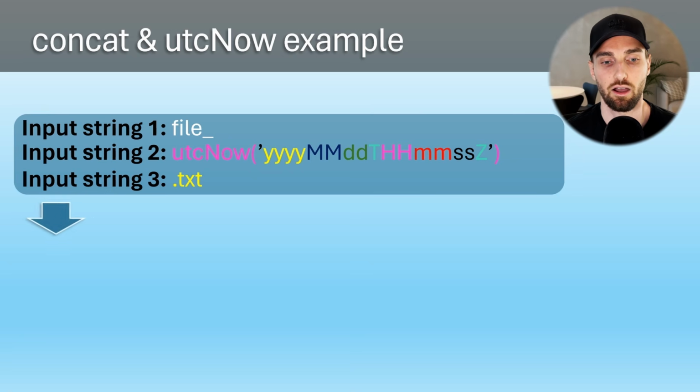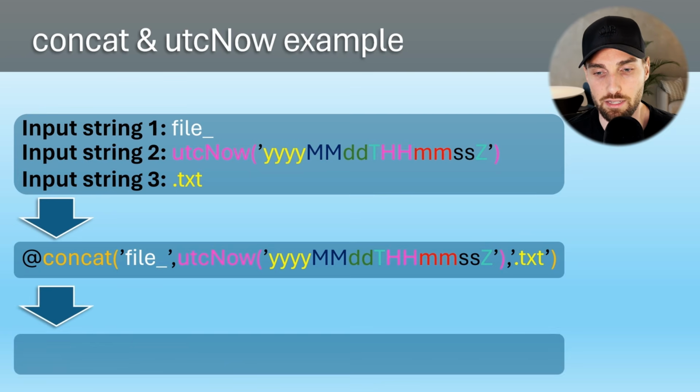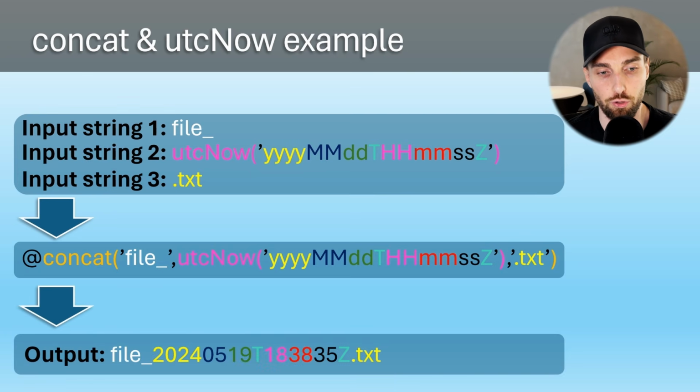Here we can see how we would create the expression using these two functions together. Also, if it's not obvious, the execution order for these nested functions is always from inside out, meaning that when the function runs, the UTC now resolves first, and then the output of that function is used as a second input parameter for our concat function. Here we can see how the return value or the output looks when we run this expression.